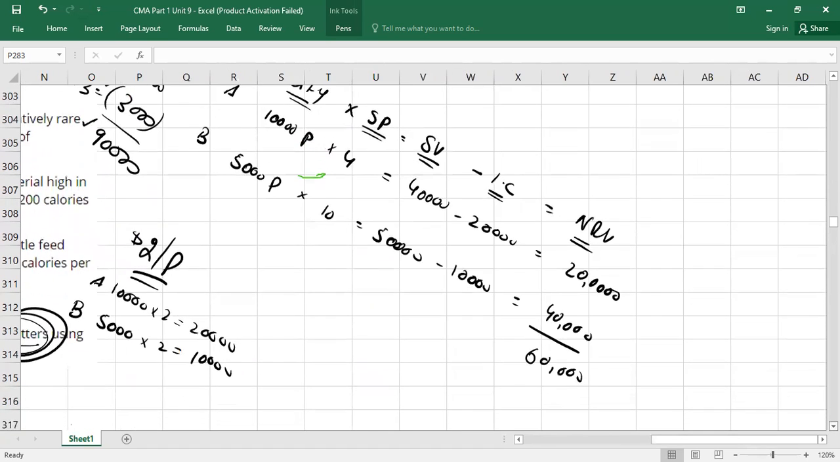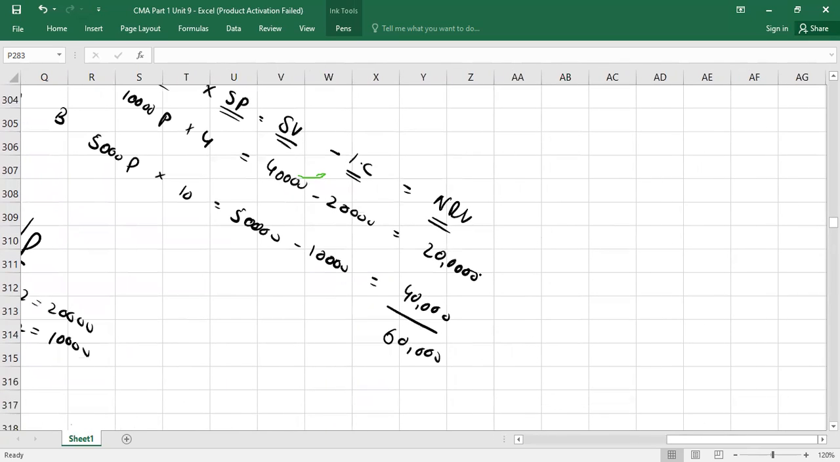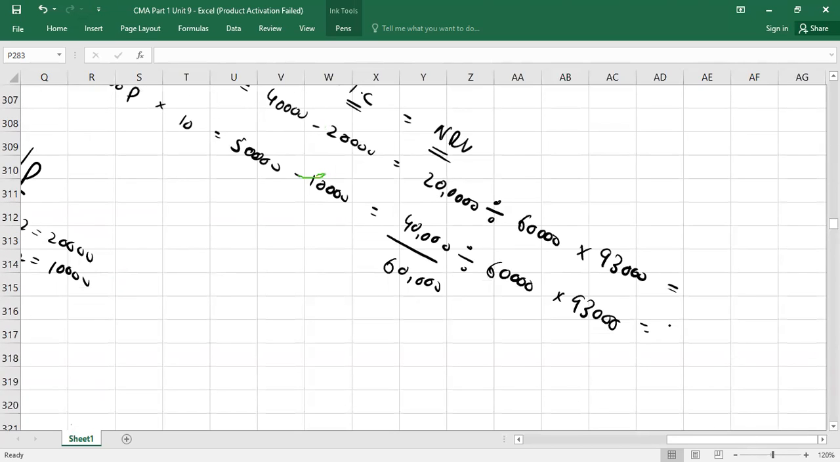So what I'll do? I'm just doing it for beta. If you want to do it for alpha, you can also do it. For alpha, this first one is alpha. I'll take this value divided by the total value, which is 60,000, multiplied by the common cost, which is 93,000. Understood? Okay, this will give you alpha. For beta, 40,000, which is NRV, divided by total 60 multiplied by 93. Because you have to solve for beta, tell me what is the beta answer. Tell me here, 40 divided by 60 times 93. How much, guys?